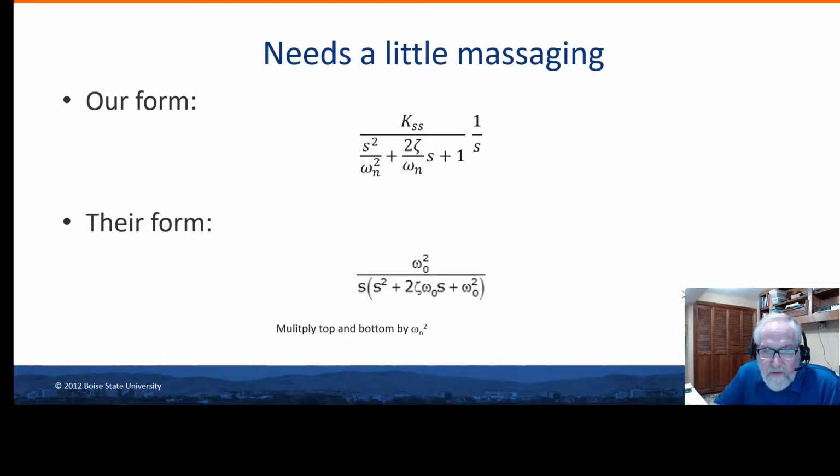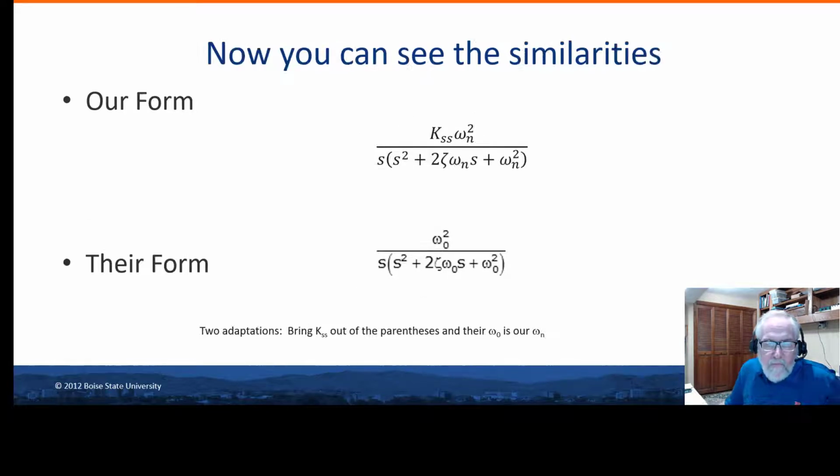So what we have to do is just multiply the top and bottom by omega n squared, and we'll get the same form. So when we multiply the top and bottom by omega n squared, we get this form at the top. Now it looks an awful lot like the form in the table, with only two differences. One is KSS, but that's a constant term.